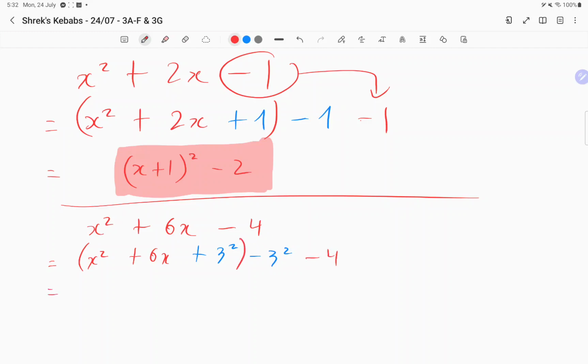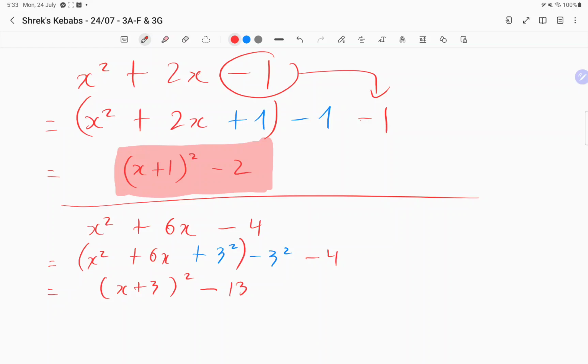What's the completed square? The completed square is x plus 3 squared. And then that's 9, take that from minus 4, which is negative 13. Very good. Any question?